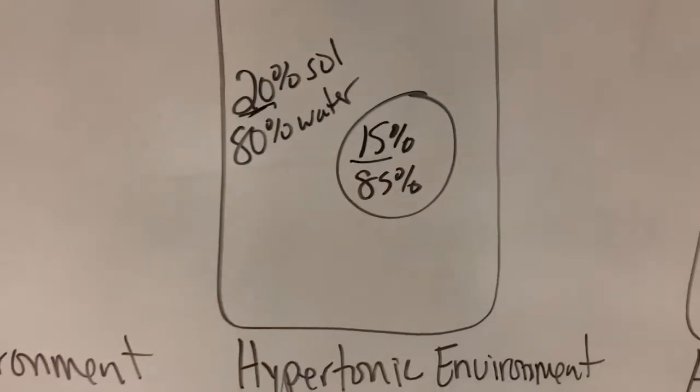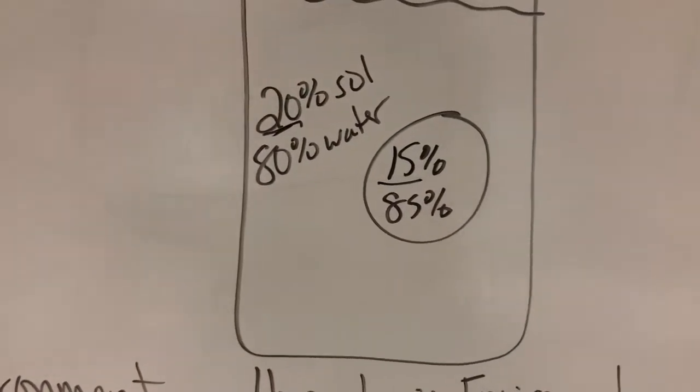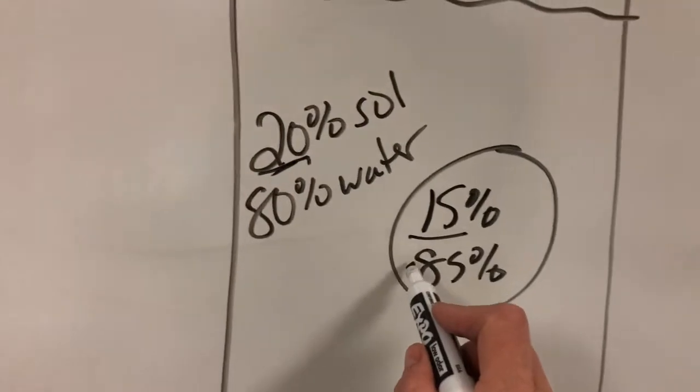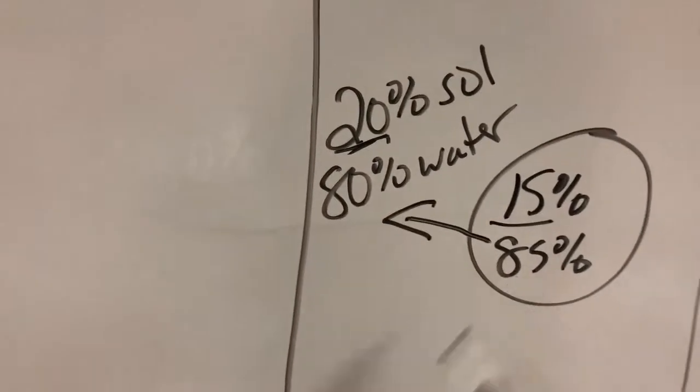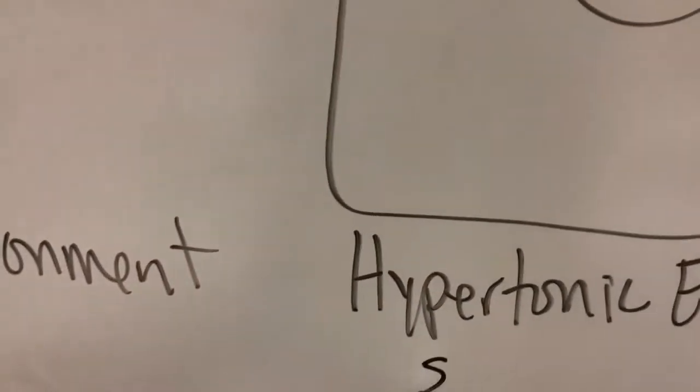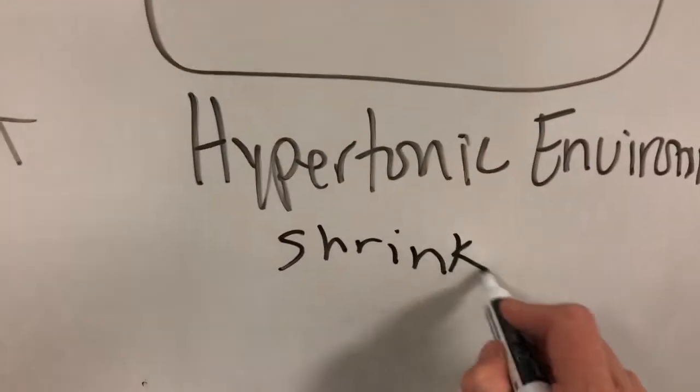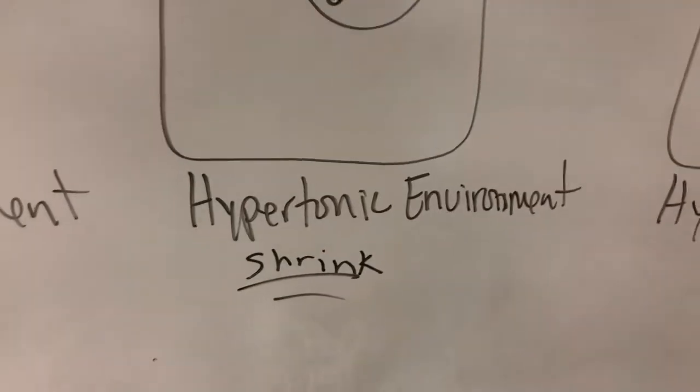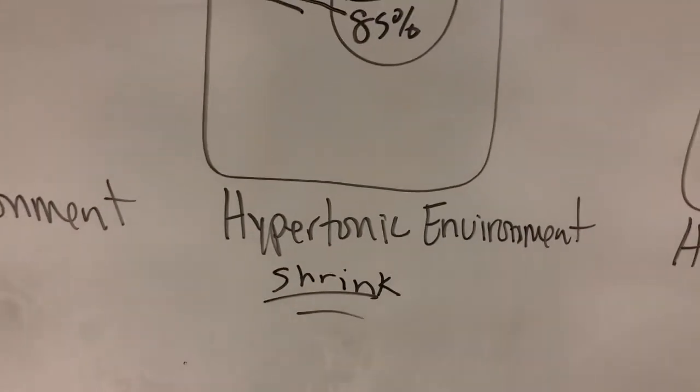But then to tell me what happens, you look at the water, and based on osmosis, water moves from high concentration to low concentration. So water is going to move out of the cell, and the cell is going to shrink. Okay? And that's what happened to the egg in the corn syrup. It was in a hypertonic solution.